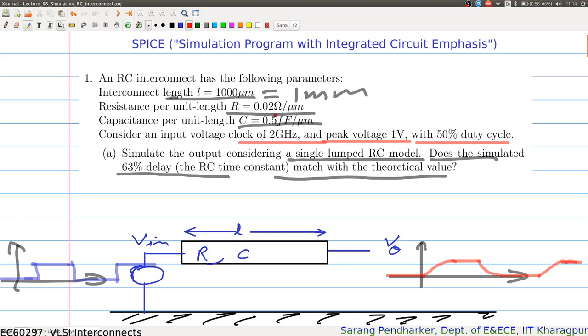Even if you take it to be 2.5 gigahertz, your time period will be small. If you take 1 gigahertz, that should also be okay. So your clock frequency for analysis would depend on your interconnect parameters. Depending on your interconnect parameters, you have to select the input clock appropriately so that you are able to see the charging and discharging components.